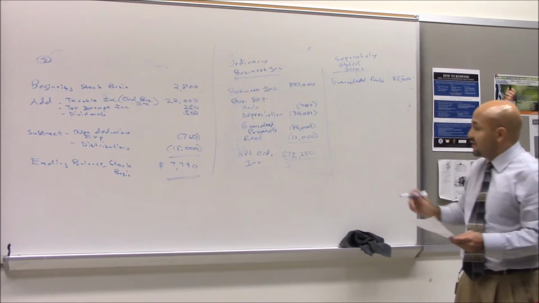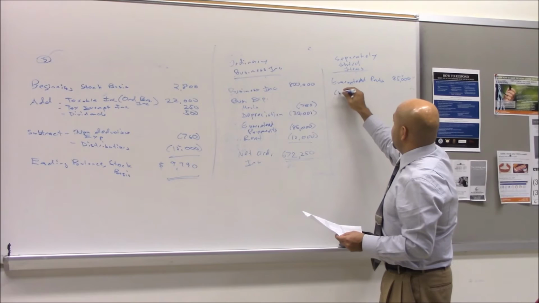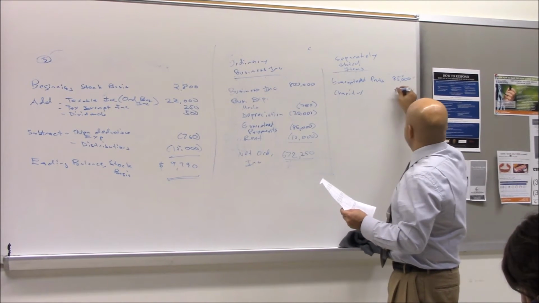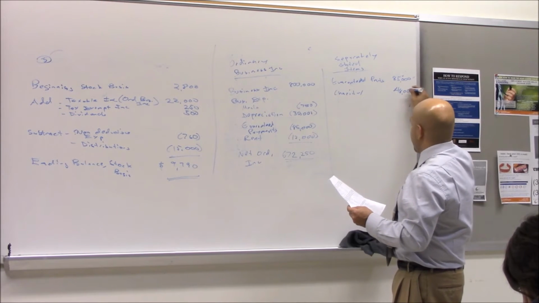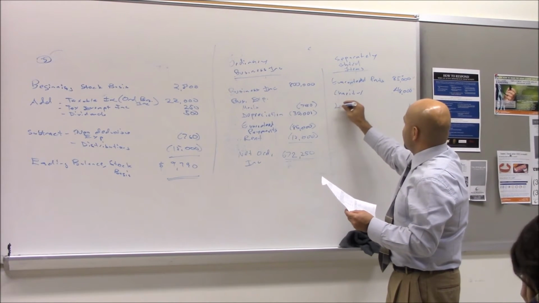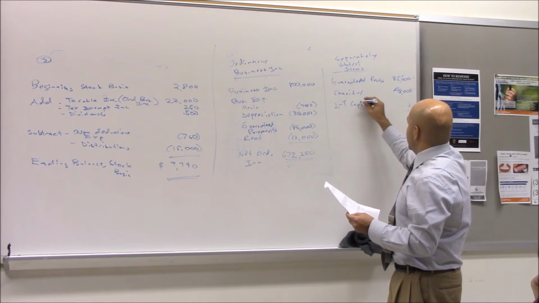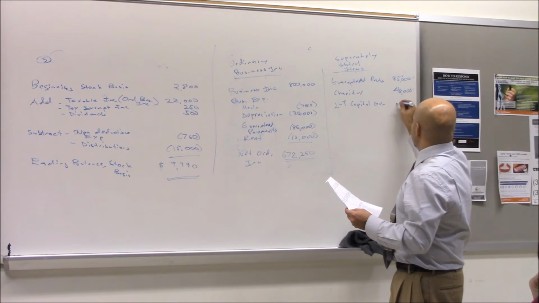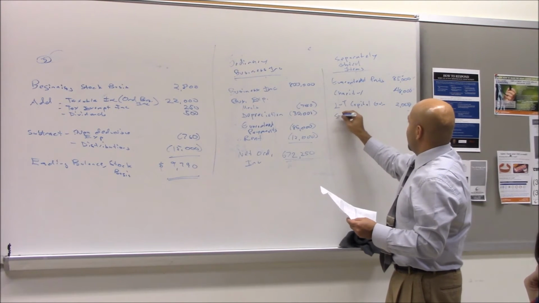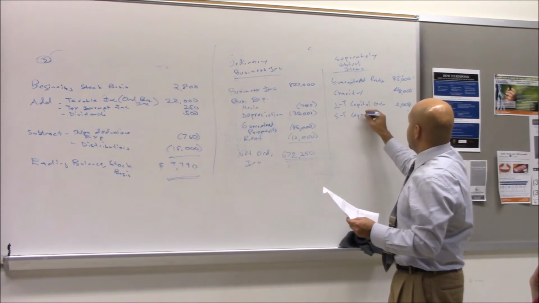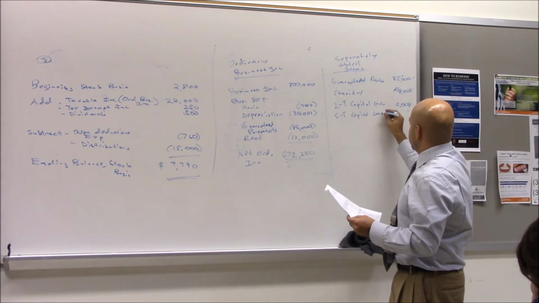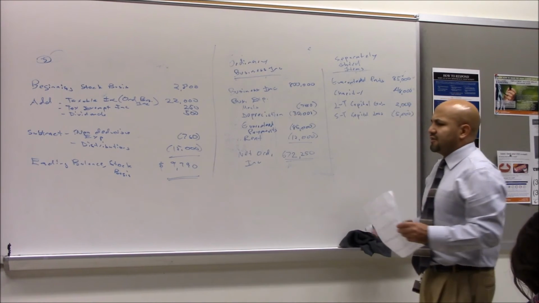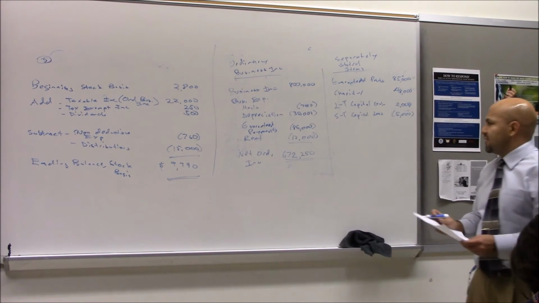What else? Non-deductible items. Well, before that, let's do charity. Charity, that is 48,000. Again, long-term capital gains, which is 2,000. Short-term capital gains or capital losses, right? 5,000.